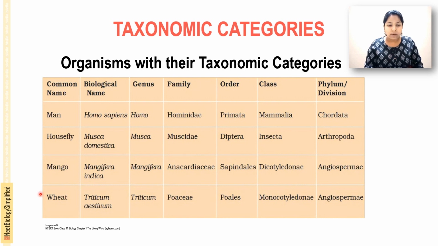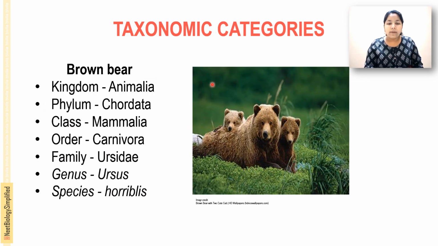Wheat plant, the biological name is Triticum aestivum, genus Triticum, family Poaceae, order Poales, class Monocotyledonae, and division Angiospermae. And here you can see the taxonomic category of the brown bear. Here it is coming under the kingdom Animalia, phylum Chordata, class Mammalia, order Carnivora, family Ursidae, genus Ursus, species Horribilis.